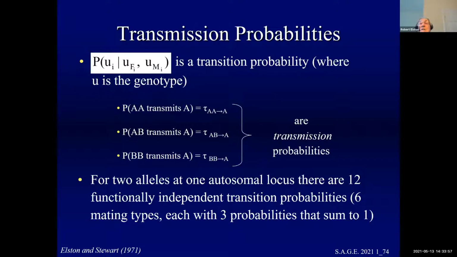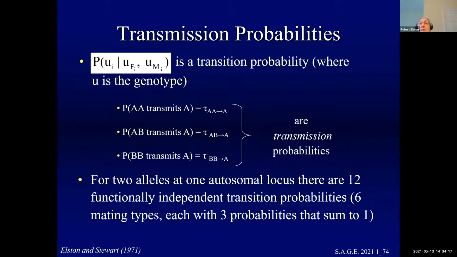So there are 12 functionally independent. 6 3s are 18, but they add to 1 in 6 cases. So you have 12 functionally independent transition probabilities.